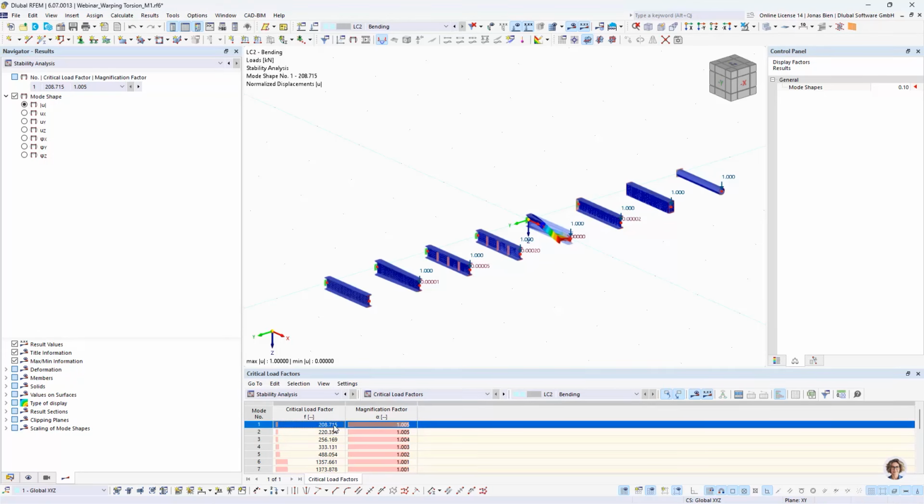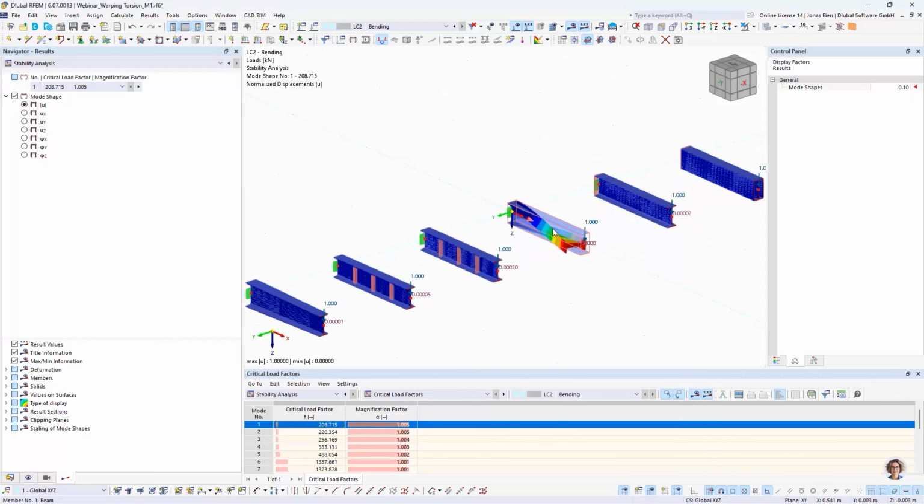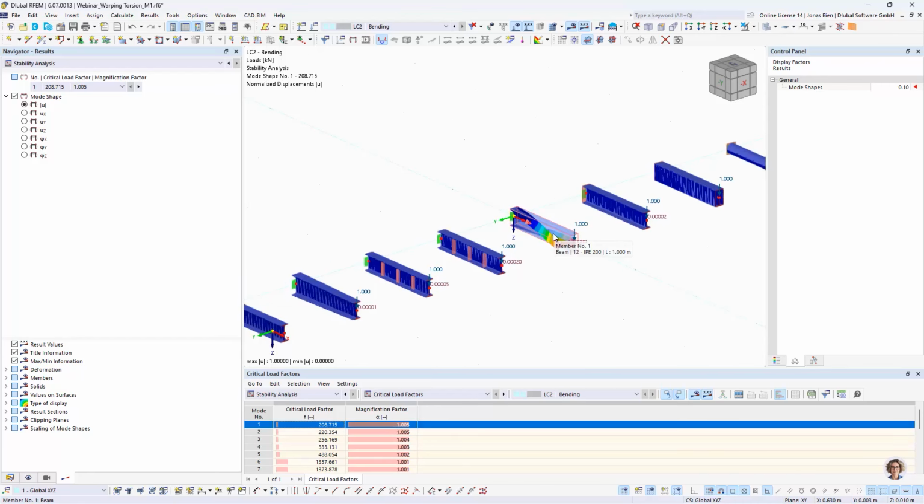And those eigenfactors, or critical load factors, are the values that we can multiply the internal forces with to get our critical load. So that would mean that for this reference case, a bending moment of 208.7 kilonewton meter at the fixation would be our critical moment. So we see this is also the member with the lowest critical moment.